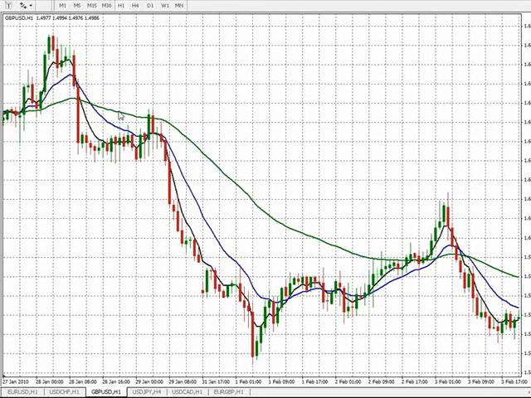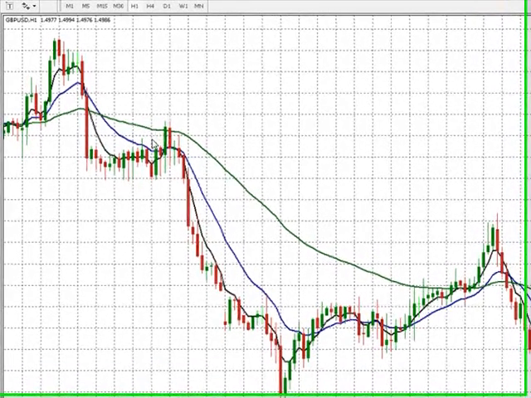Just taking a look here, I'm looking at the British pound US dollar pair on the 1 hour chart, and I'm looking at the time frame from January 28th up to February 3rd. This is a trade that we entered.